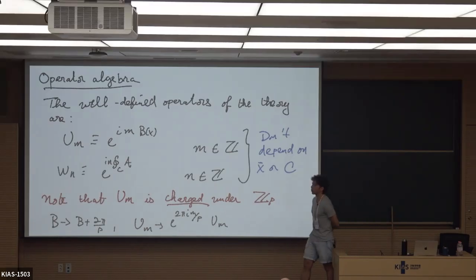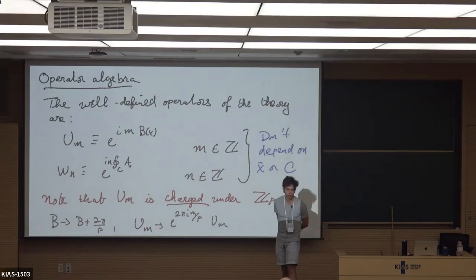Now, one more thing that I want to mention is that this operator U_m is a charged operator under the Z_p symmetry that I mentioned before. So how do we see that? Well, very simple. Let me just do a shift of the symmetry by 2 pi over p. That's n equals to 1. If I do a shift by 2 pi over p, then my operator shifts by this phase. And so this is the way that you measure the charge of the operator. So these are fractionally charged objects.